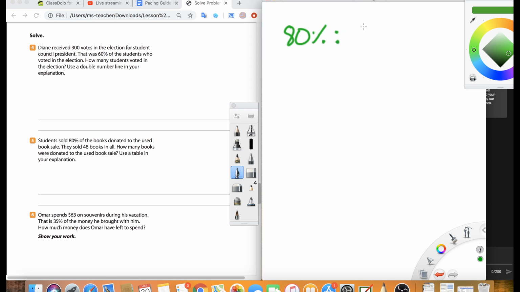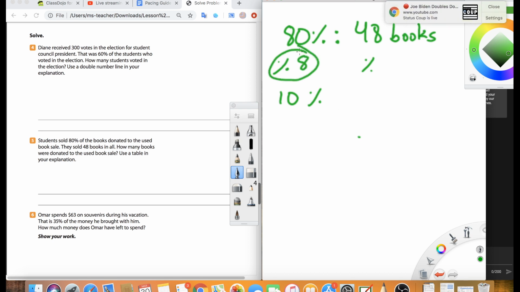We write our ratio. This is how many books they sold, and that's 80%. And they want to find out how much is 100%. So how many books were donated? 100% would be how many books were donated. So what we're going to do is divide first to make it into 10%. What can I divide the 80 by to get 10%? And if you don't know that, 10 times what gives you 80? 10 times 8 gives you 80.